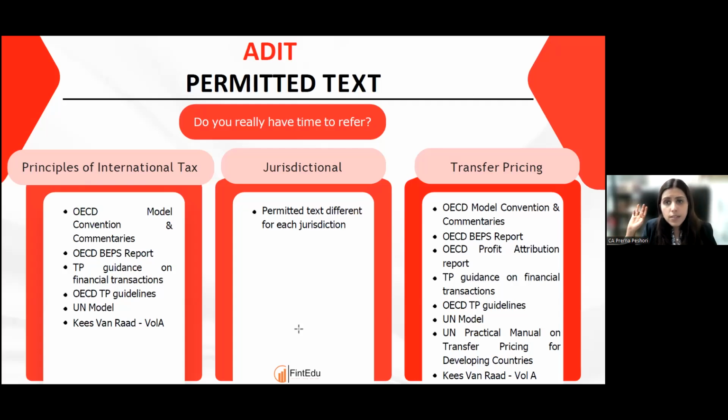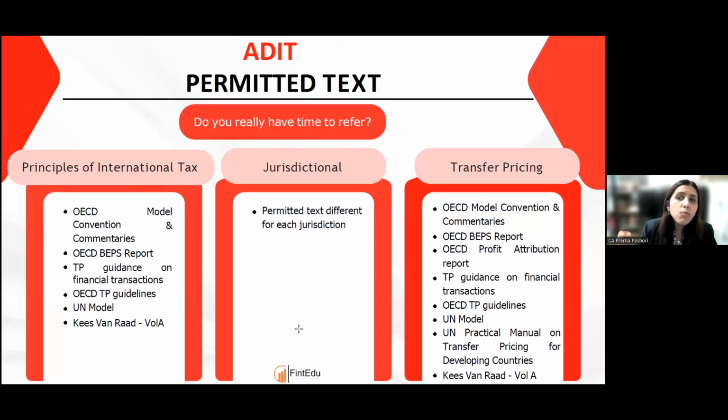You have the OECD model convention and commentaries, again, the BEPS report, the OECD profit attribution report, TP guidance on financial transactions, OECD TP guidelines, UN model, UN practice manual on transfer pricing, or you can purchase Keys One One and use it for both PIT and TP. Whatever text you are taking a print of for PIT, you can also use more or less for TP. For TP, you can take additional prints, like the UN practice manual and all of that, but more or less it will be useful for both.